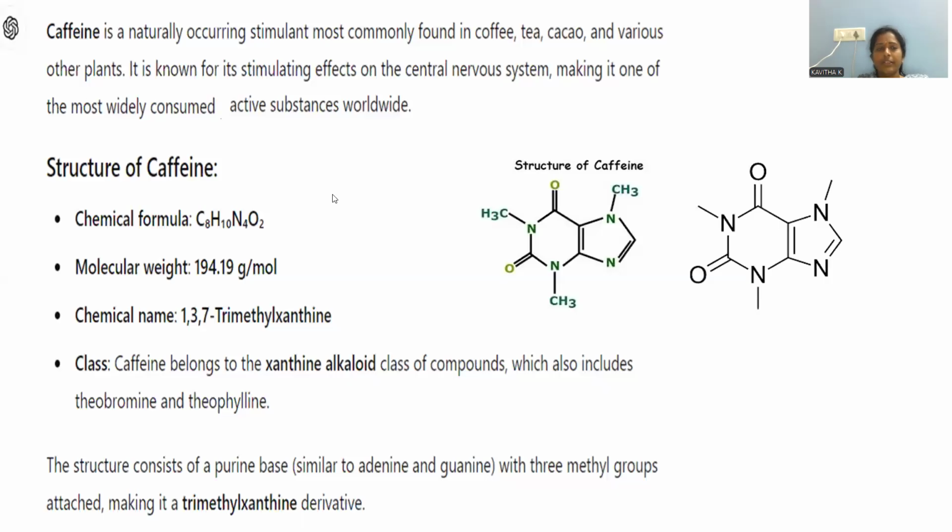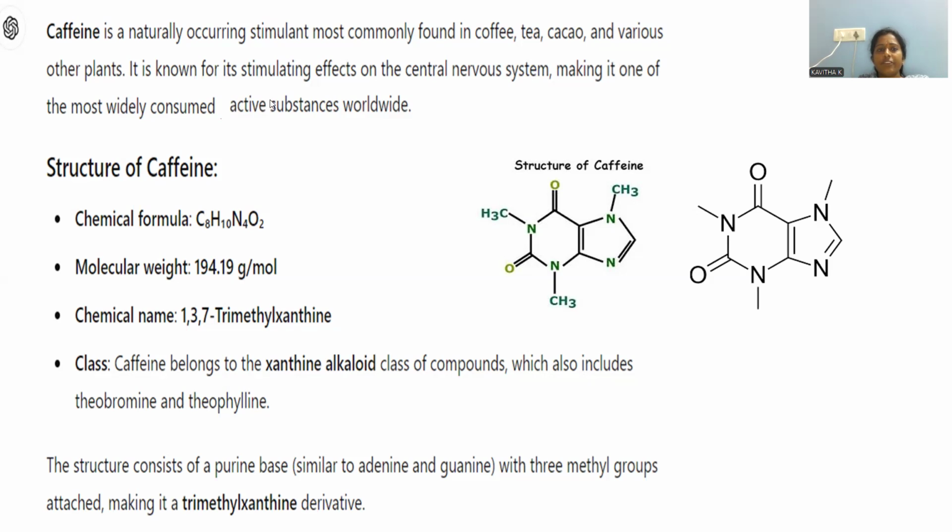Let's go with that. Caffeine is a naturally occurring stimulant, most commonly found in coffee, tea, cocoa, and various other plants as well. It also produces a stimulating effect, right? Coffee, tea, cocoa. Cocoa is part of chocolate. Coffee and tea are most familiar to all of human civilization, right? And from other plants also, we are able to extract it, right?